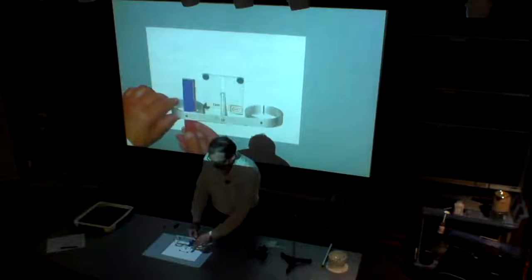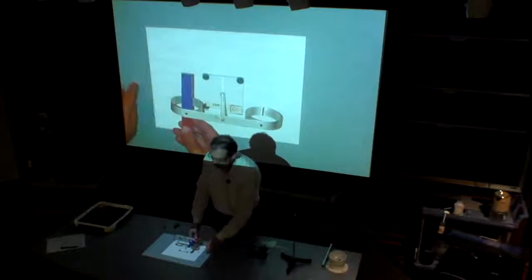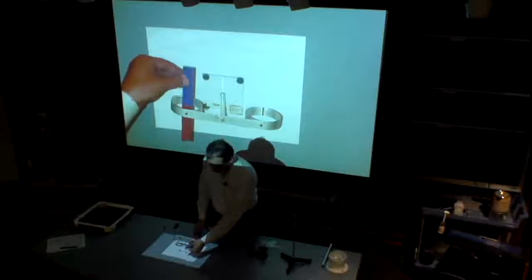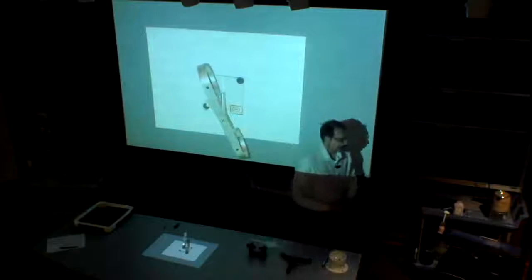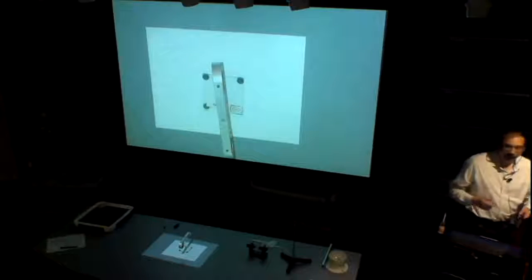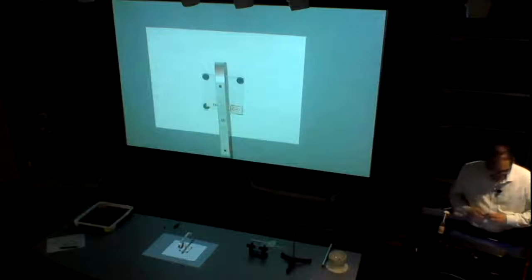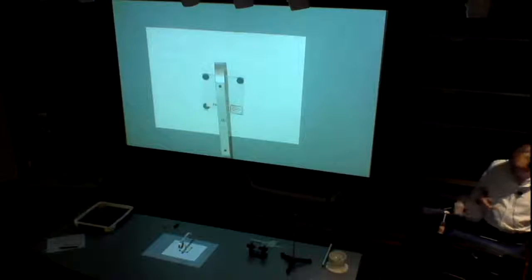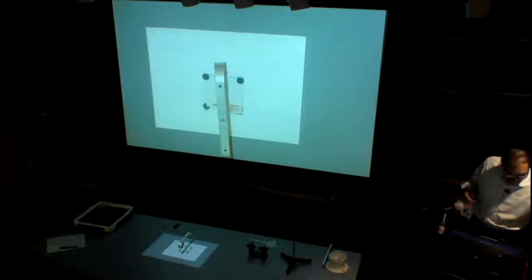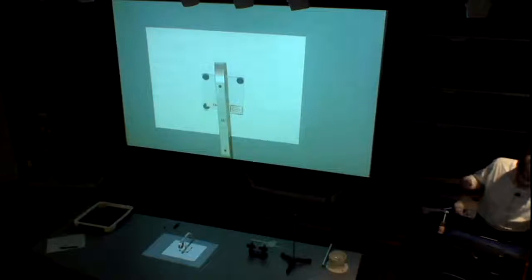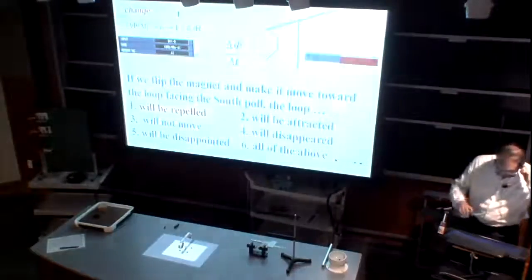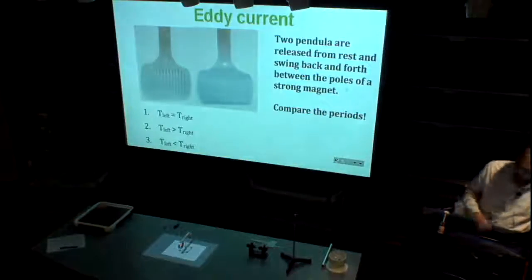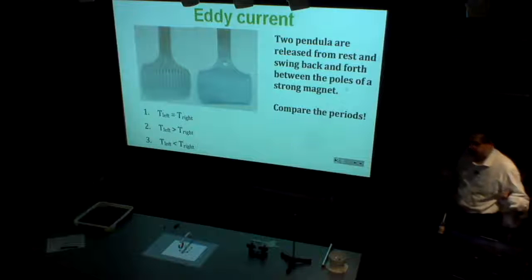To make it act like attraction, we should decrease the flux, something like this. In that case, it wants to go with it. When the flux decreases, the loop is acting like a magnet with the opposite pole close. So this is a kind of cool. Now, just for a second, the answer, of course, will be repelled. And this is not the question for the Weber sign, but something we can think about.